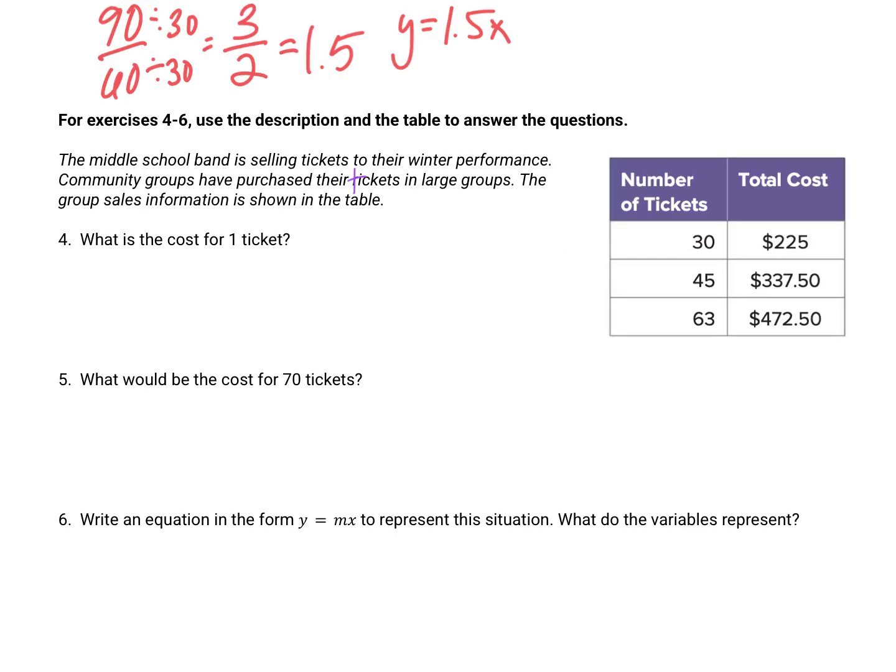All right, for exercises 4 through 6, we're going to use the description in the table to answer each set of questions. So it says a middle school band is selling tickets to their winter performance. Community groups have purchased their tickets in large groups. The group sales information is shown in the table. So first question says, what is the cost of one ticket? Number 5 says, what is the cost for 70 tickets? And then lastly, on number 6, write an equation in the form of y equals mx to represent the situation and explain what the variables represent.